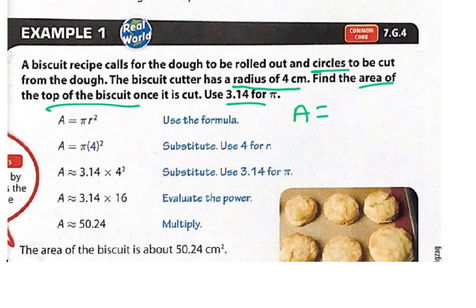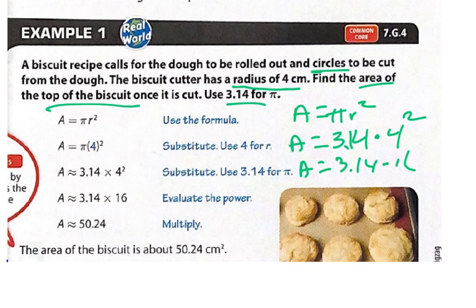So area is equal to pi r squared. The area here is going to be equal to pi, well, they told us to use 3.14, so we can just plug that in. 3.14 times 4 squared, okay? So area is going to be equal to 3.14 times 16. So the area is going to be 50 and 24 hundredths centimeters squared on the top of that biscuit. Okay, so again, formulas are really easy. Just plug in what you know and solve it.